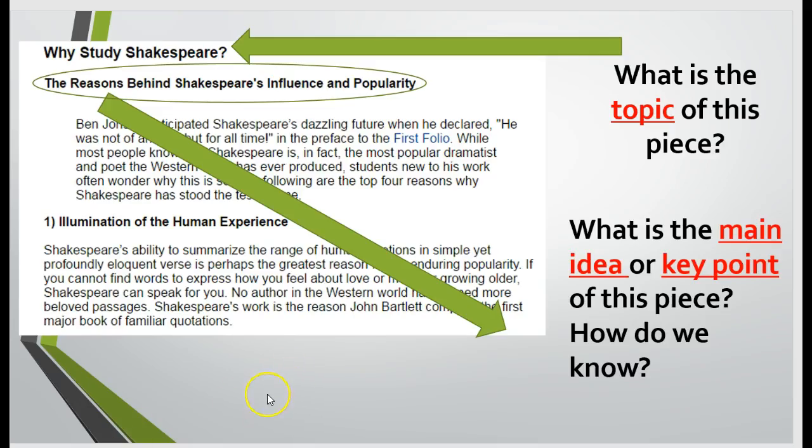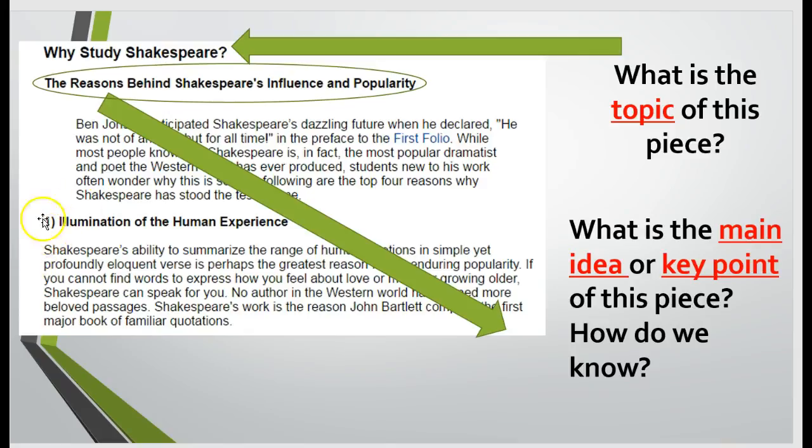So let's take a look at this piece of informational text. So I'm going to use the headings and the subheadings to really help me. I don't even have to read to know that the topic of this piece is Shakespeare, because that's the title. And so William Shakespeare and studying Shakespeare is my topic. And if I go further, I can see very quickly that really probably the main idea or key point of this piece is to look at why Shakespeare is still influential and popular. Okay, and I see the reasons, part of that subheading there.